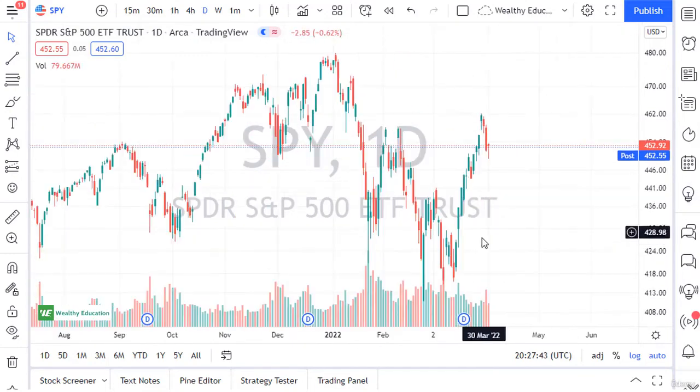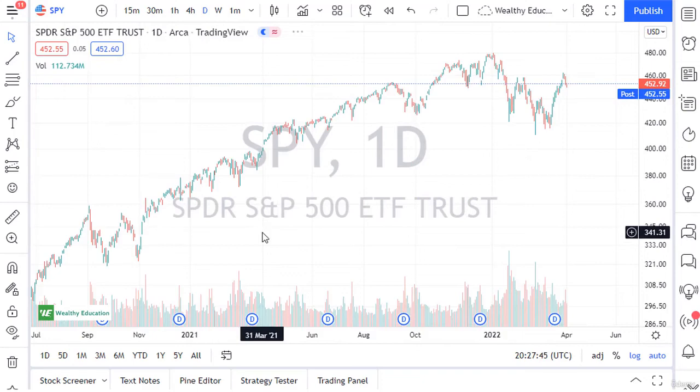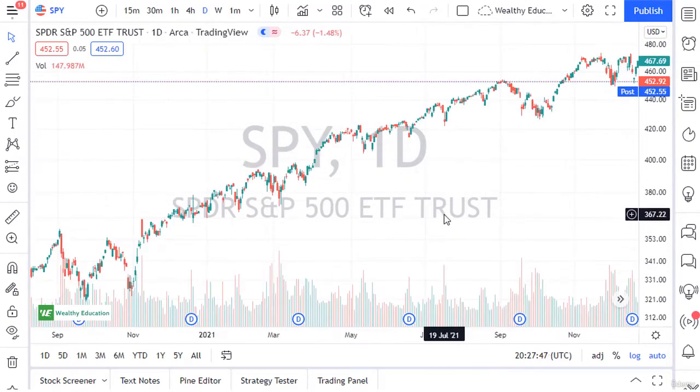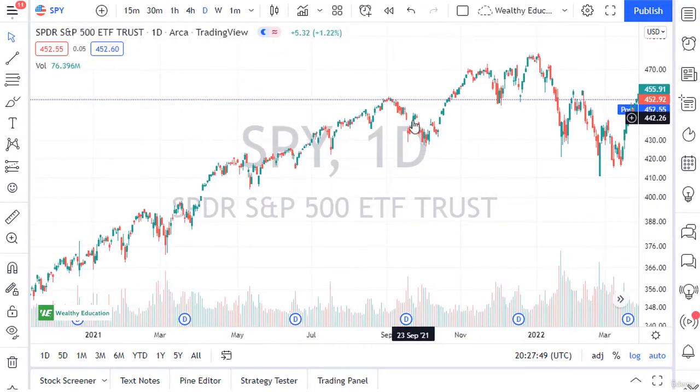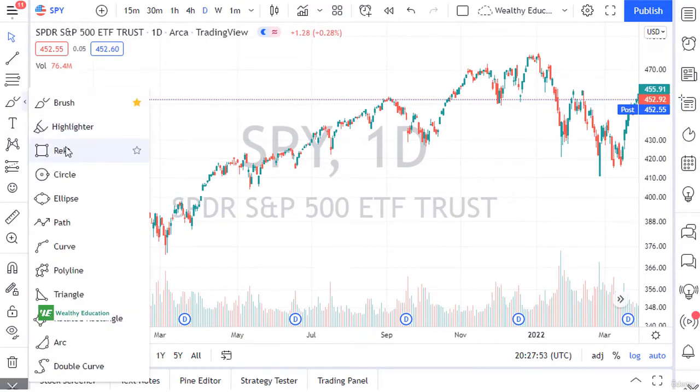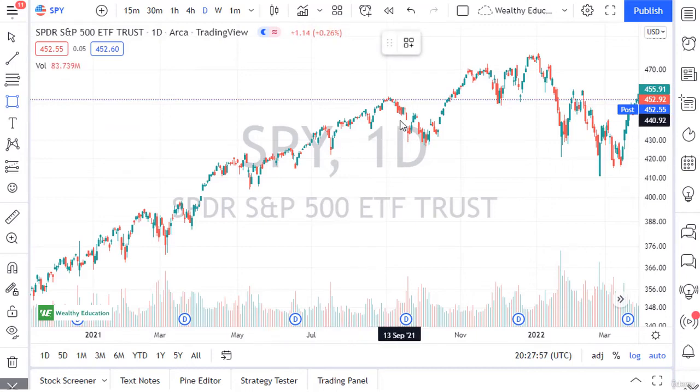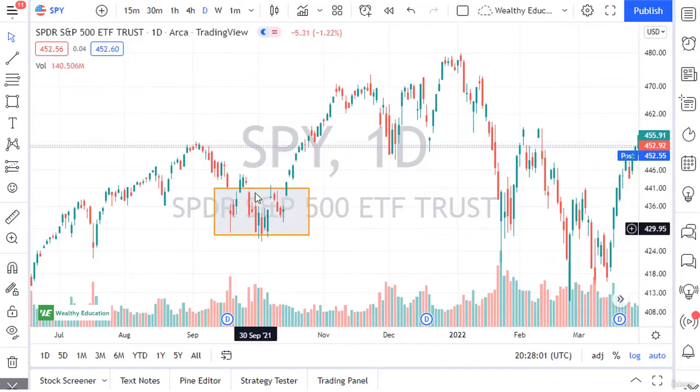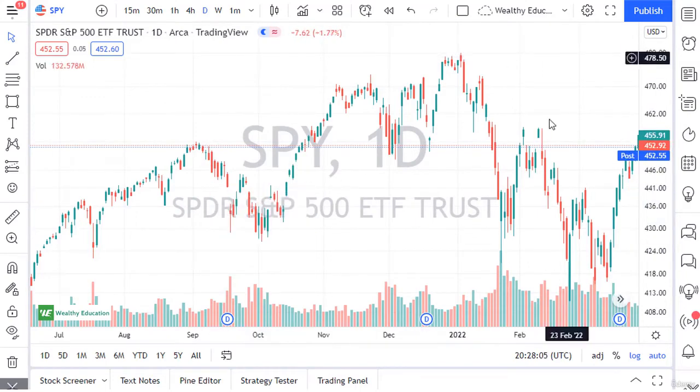You also have terms like breakout. So, for example, if you consolidate, like in this area here, you can come over to the paintbrush and check out the rectangle. Notice that we're consolidating in this area and then we broke out of it. That's all breakout means, is that you have left a consolidation area.